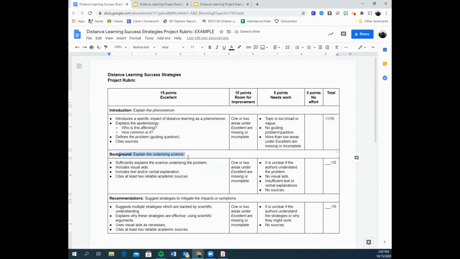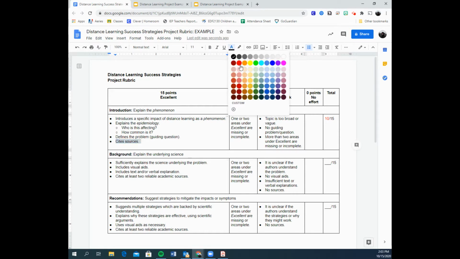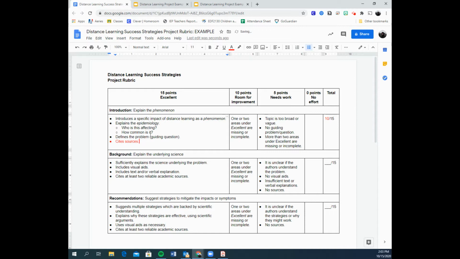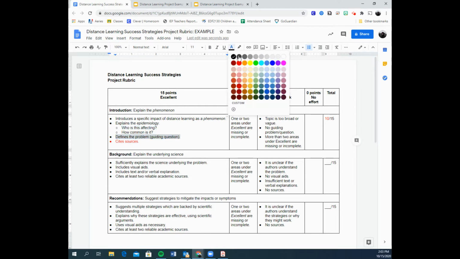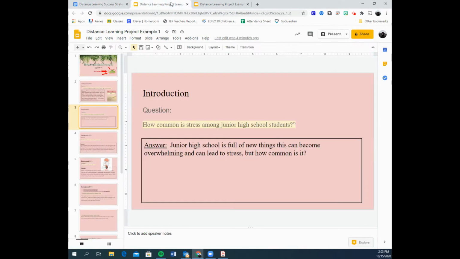Now the background: explain the underlying science. We're going to look for these things. It sufficiently explains the science underlying the problem. It includes visual aids. It includes text and/or verbal explanation. And it cites at least 2 reliable academic sources. Oh, by the way, if I were grading my own, I would put these things in red so that I knew to go back and fix them later. That's pretty good. There we go. Okay, so let's go back to the background.